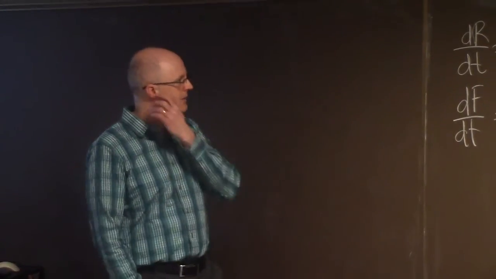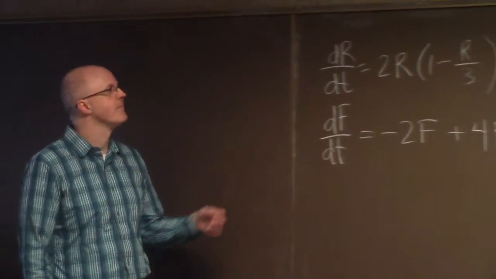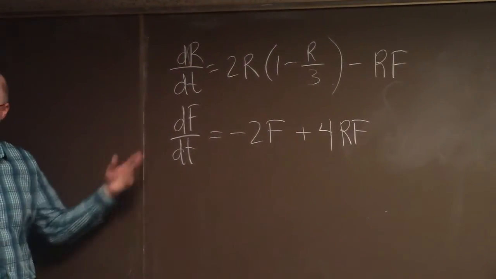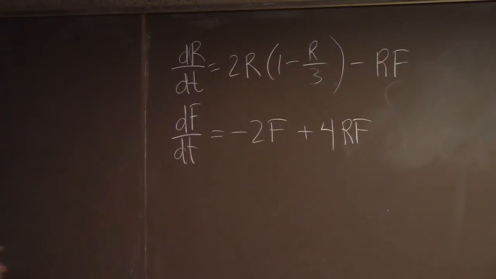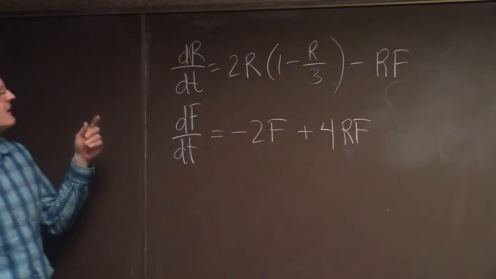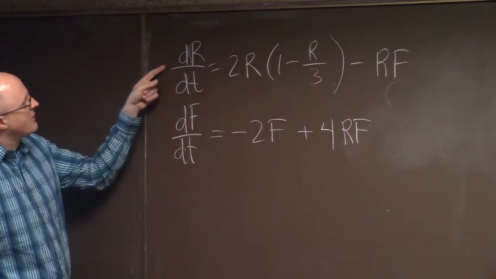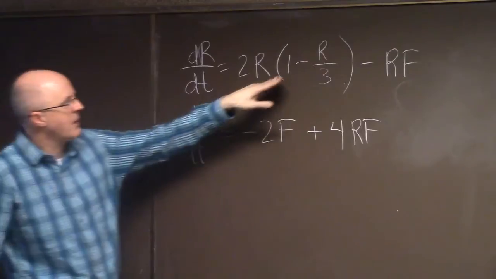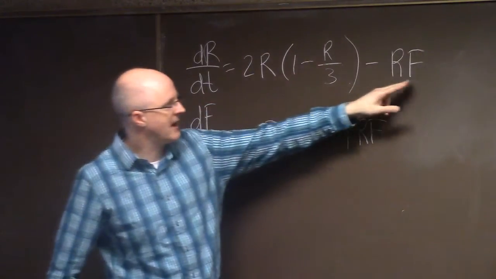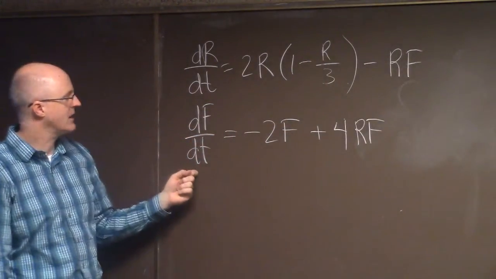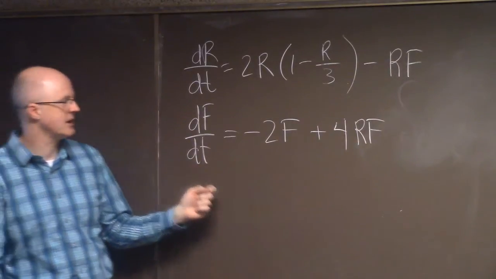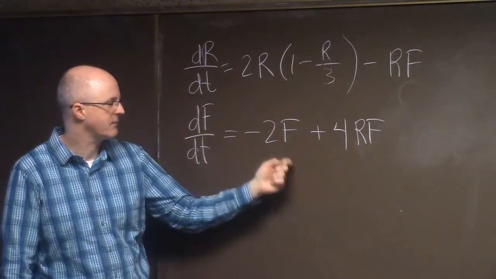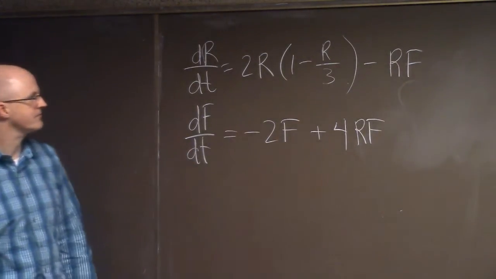On the board here, I've got a predator-prey example from the book. R represents rabbits and F represents foxes. Foxes don't typically eat rabbits unless they're starving, but we go ahead and pretend they do anyway. So this equation is telling you how the growth rate of the rabbits is affected by their population R and also by the fox population F. And this equation tells you how the rate of change of the fox population is affected by the fox population as well as the rabbit population.